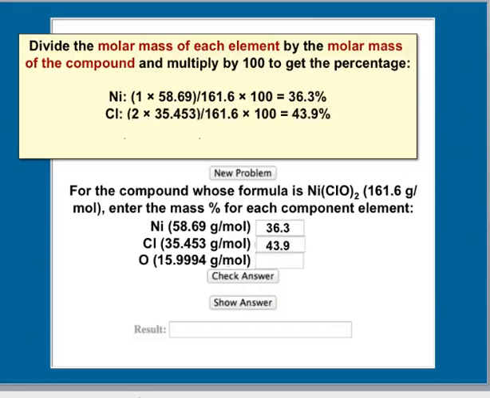Oxygen. We have 2 oxygens. Each of them weighs 16. Divide by 161, 19.8%.